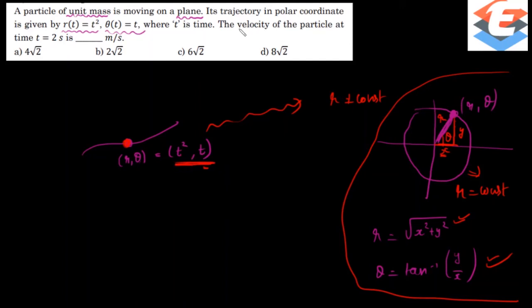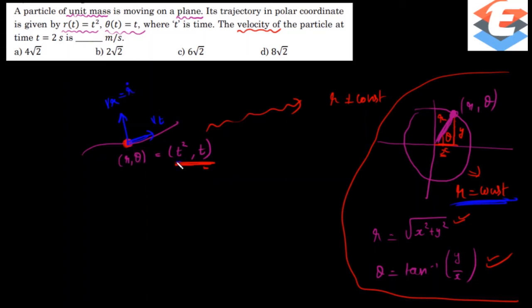Now how to solve this? They are asking for the velocity of the particle. See, if I take any particle undergoing any motion, broadly it will have two types of velocity. One is radial velocity, and another one is tangential velocity. For circular motion, radial velocity will become zero, because radial velocity is nothing but r dot. Since r is constant, radial velocity has become zero for circular motion. But this is a general motion, so r dot will be there.